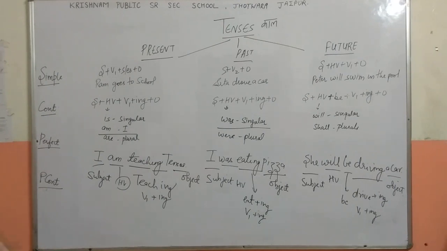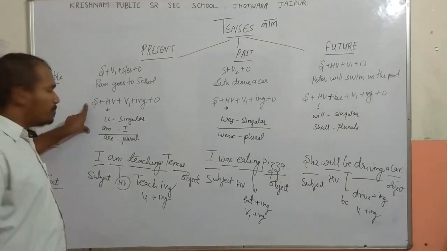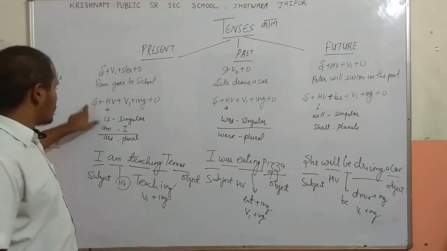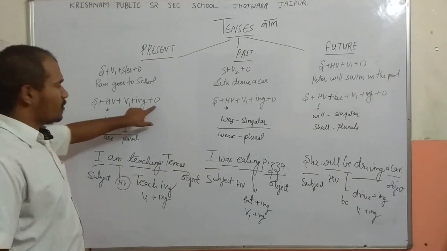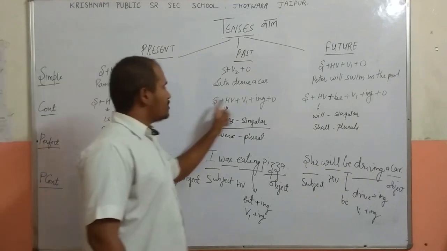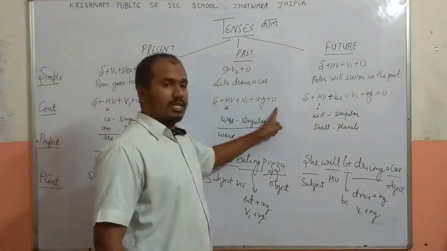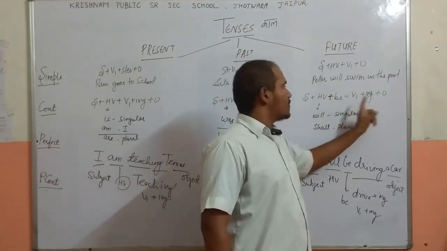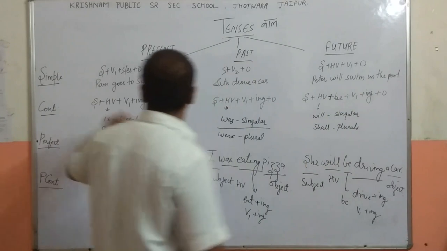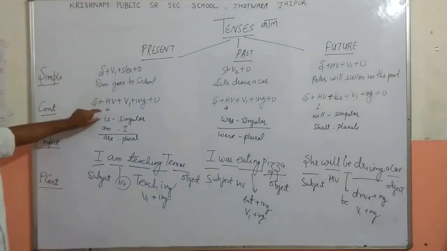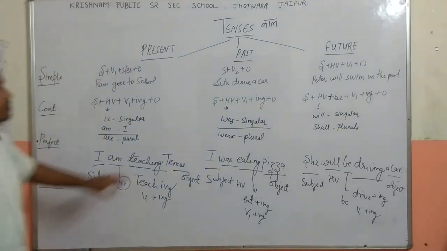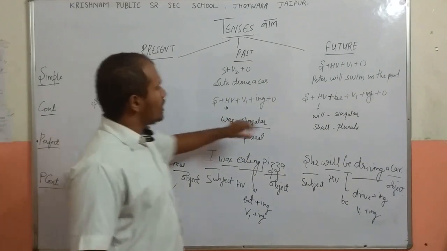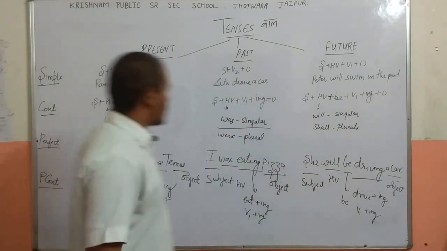मैं एक मिनट रिविजन आपको देता हूँ. Subject plus helping verb plus verb's first form plus ing plus object. Subject plus helping verb plus verb's first form plus ing plus object. Subject plus helping verb plus be plus verb's first form plus ing plus object. यहाँ helping verb हमारे पास में क्या है? Is, am और are है. यह हमारे पास में was और were है. यह हमारे पास में will और shall है.